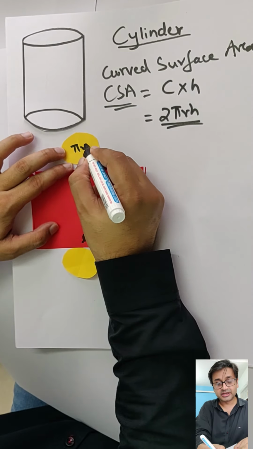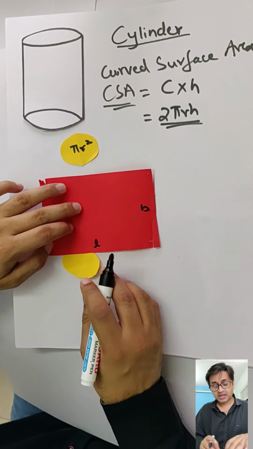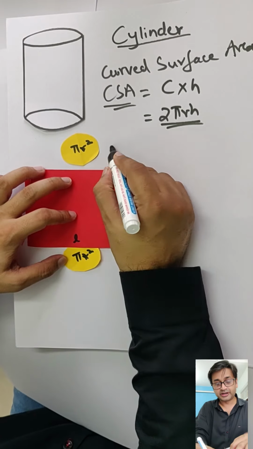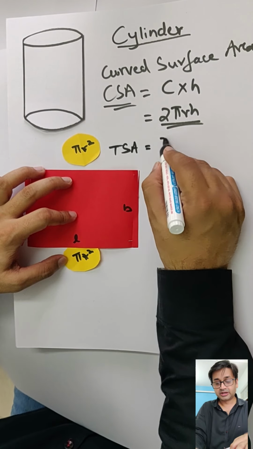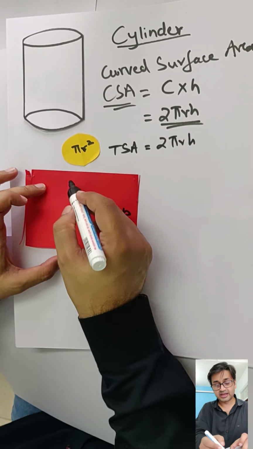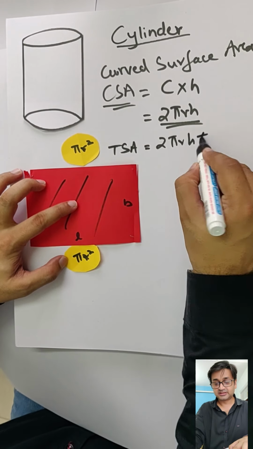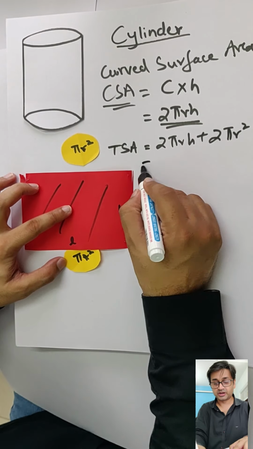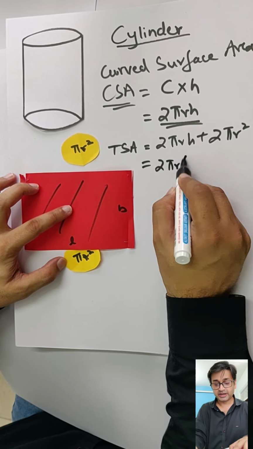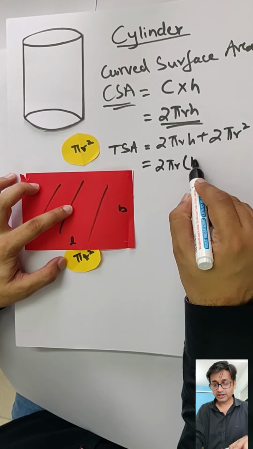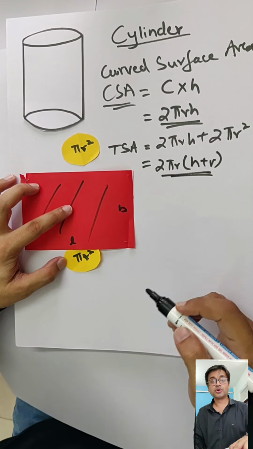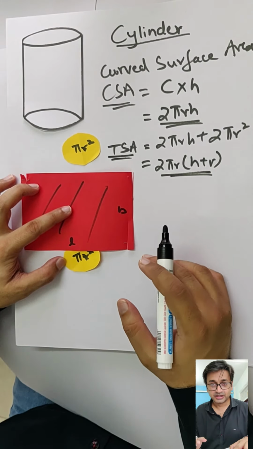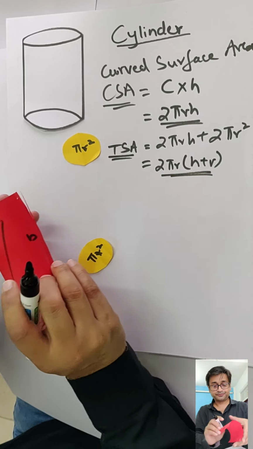Likewise, one circle's area is pi r square. Another circle's area, another pi r square. So now if you wish to find total surface area, you will take the curved surface area, that is this entire region, plus this circle, plus this circle. So two circles, so 2 times pi r square. What can I pull out common? So 2 pi r can be pulled common. h plus r is left. So you got the formula for total surface area. Did I make it really simple? Come on. Now you can pull it up.